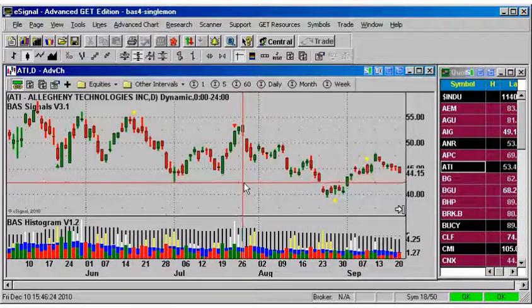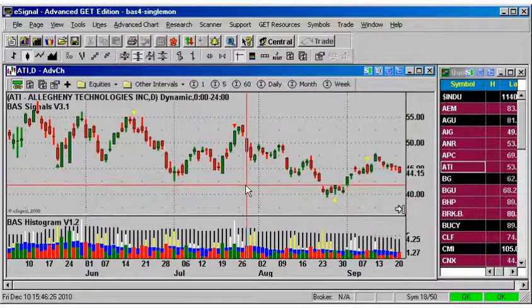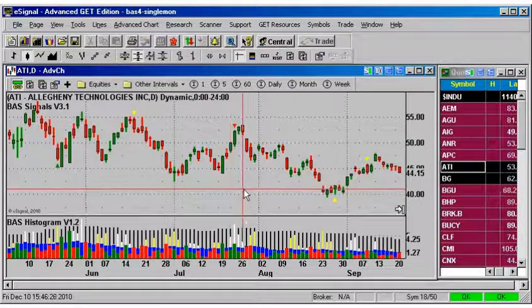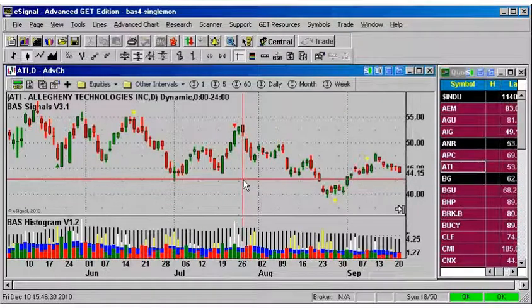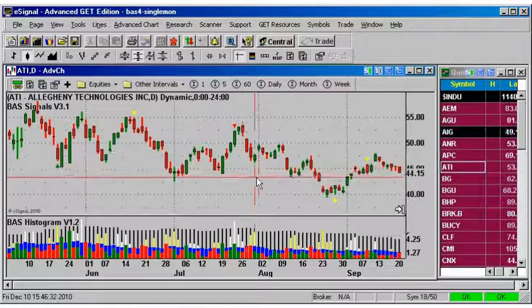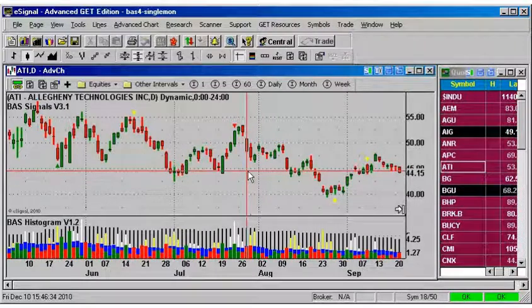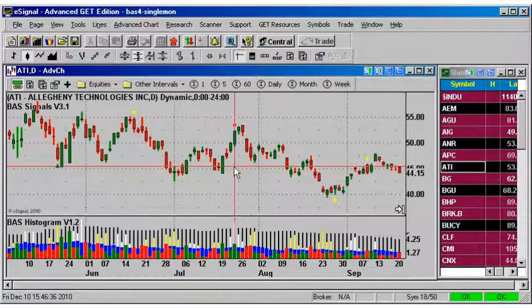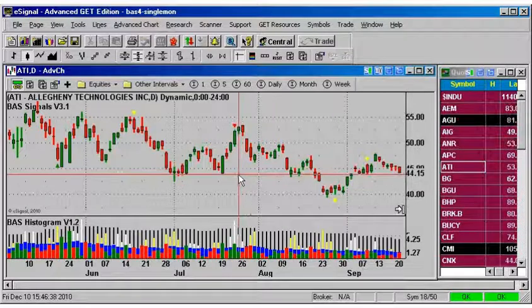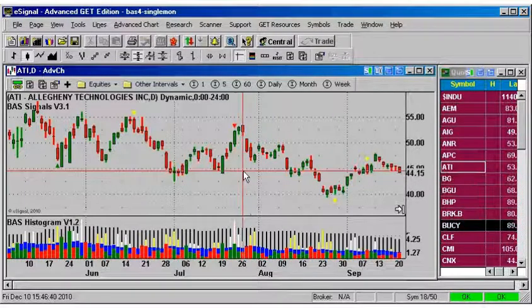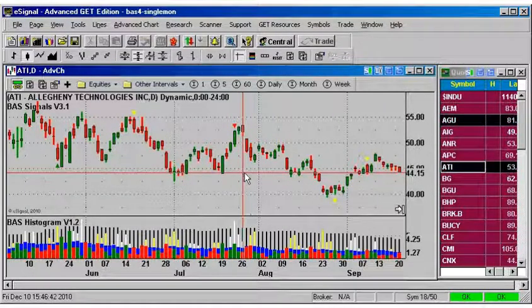Now, the envelope, which is the next tutorial, is another indicator that helps us validate our signals, and will also let us get into trades without a signal. So it's another very powerful tool that we hope you will take the time to look at in that tutorial.